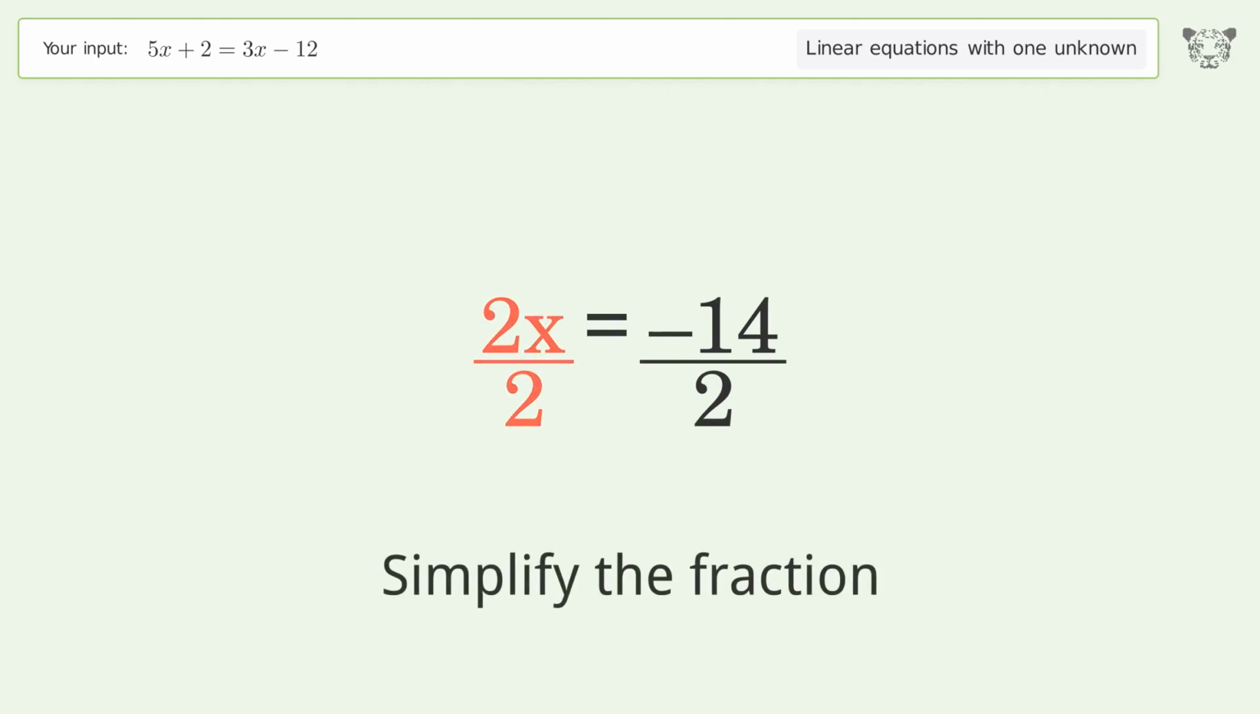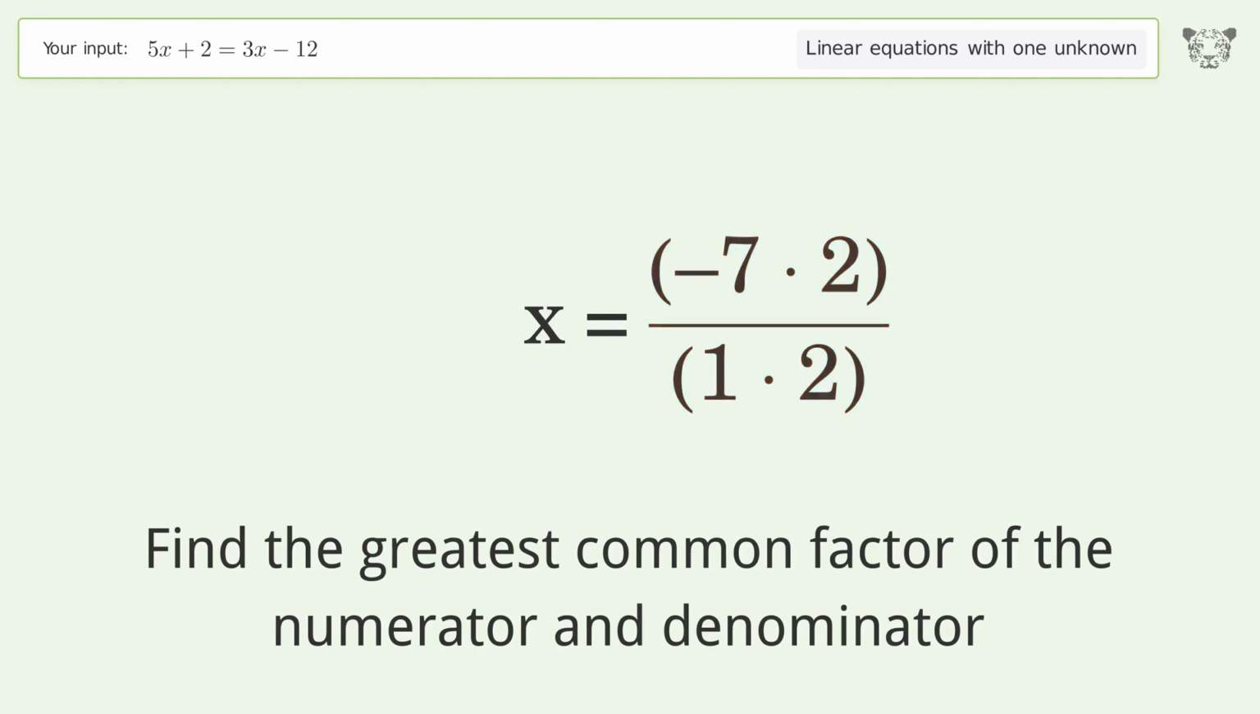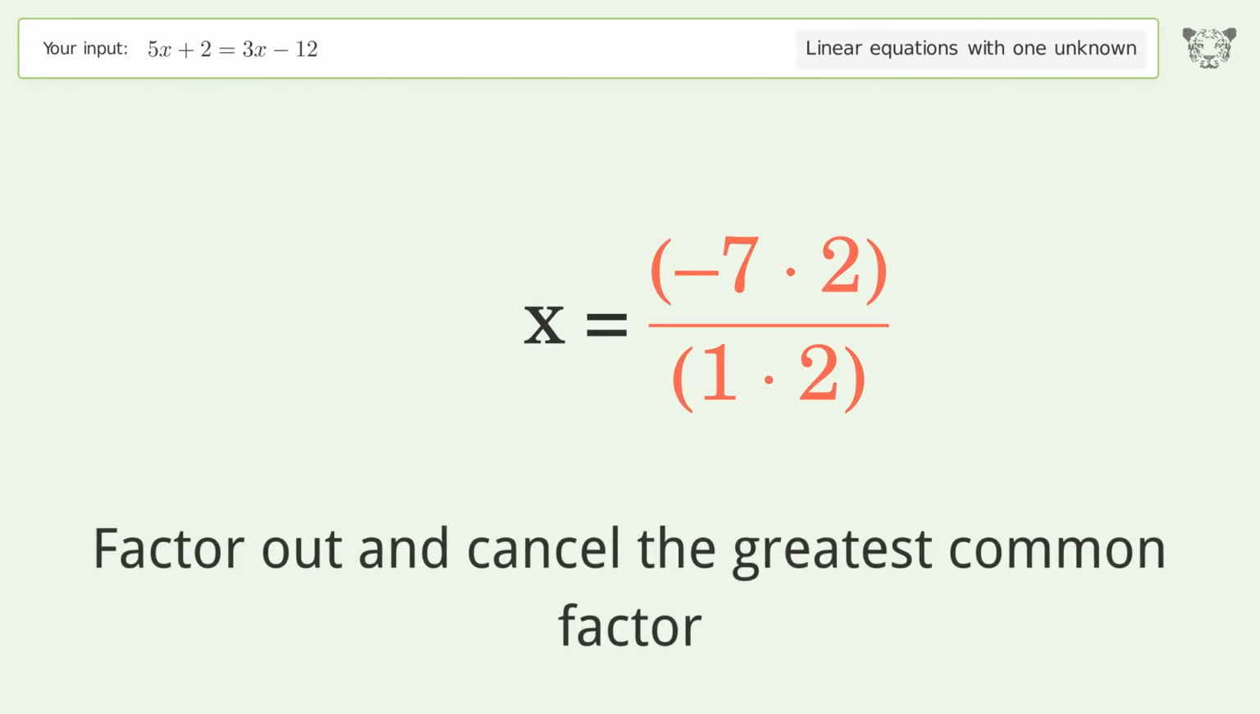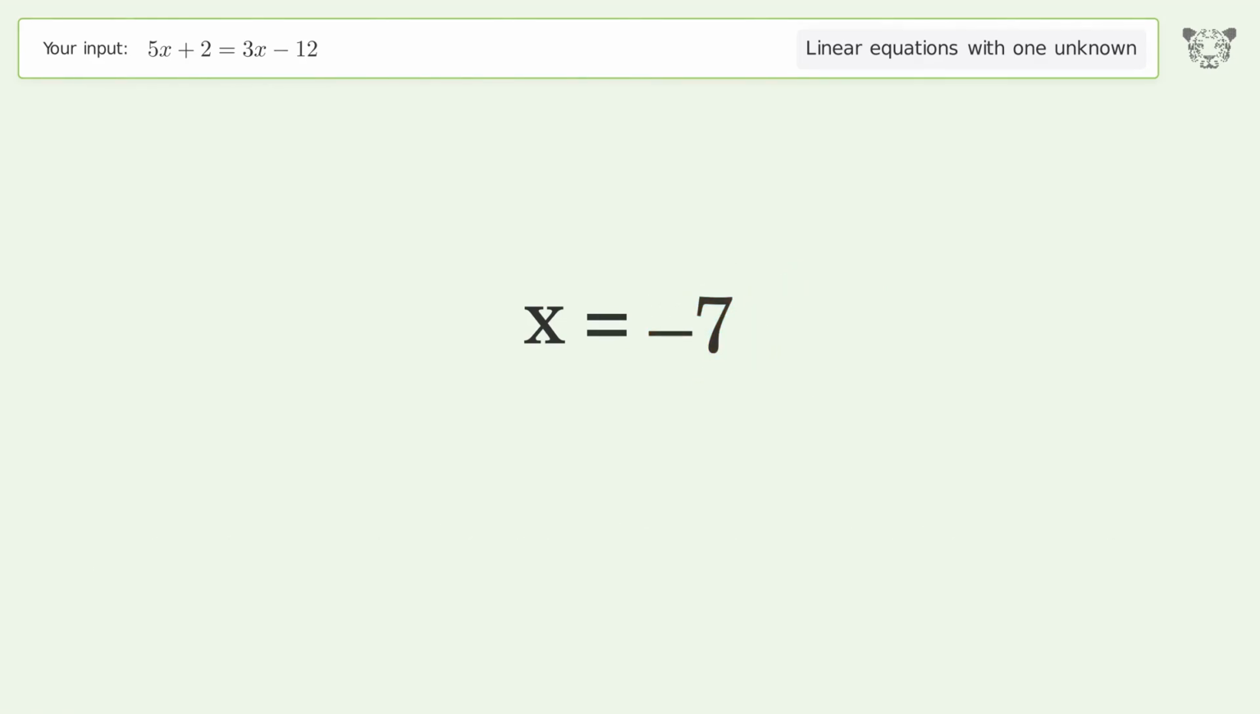Simplify the fraction. Find the greatest common factor of the numerator and denominator. Factor out and cancel the greatest common factor. And so the final result is x equals -7.